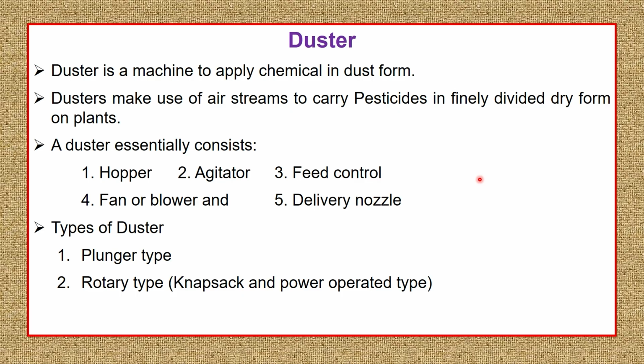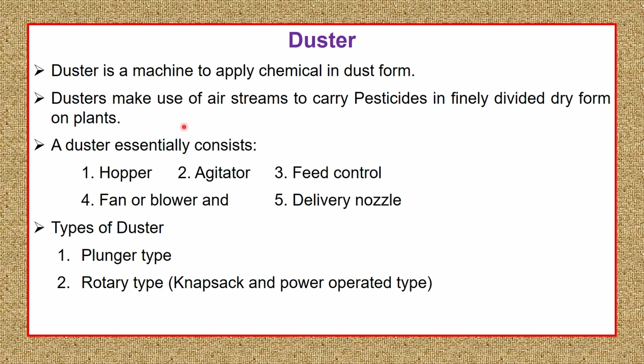The other equipment which is used for plant protection operations is the duster. So what we discussed so far is equipment used to apply the chemical in the form of spray. If you want to apply the chemical in the form of liquid spray, then you need to use the sprayer. Otherwise, if you want to apply the chemical in the form of dry powder, then the duster is the equipment for that.